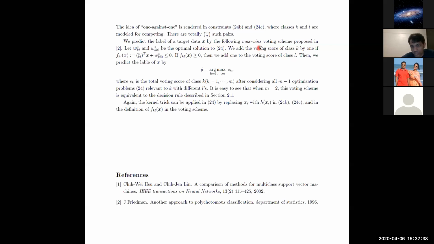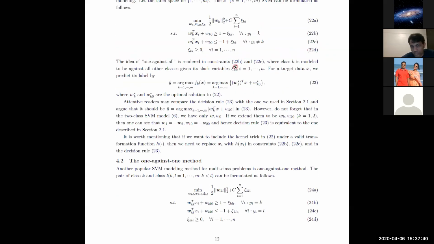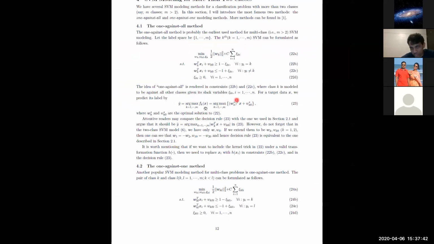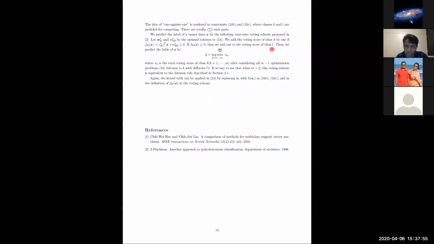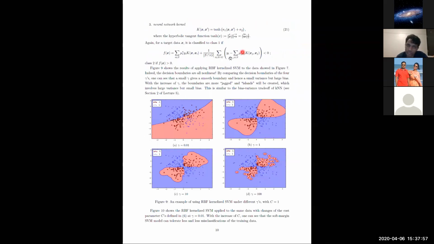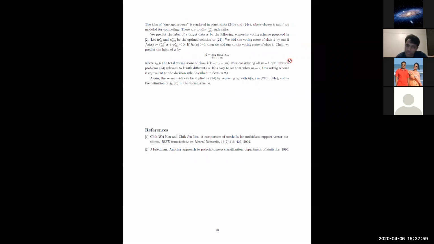So this is different from the earlier case. There, I don't need to vote. I just do it one time to see whichever is the maximum one, and I'm done. But here it's a vote, because you are running a one-against-one model. Okay, any other questions? I will fix these kinds of small typos after the lecture. Any other questions?